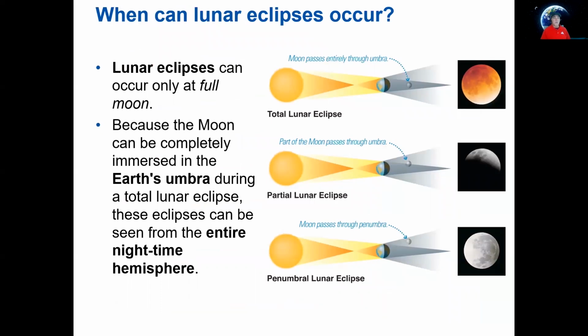Lunar eclipses can occur only at full moon. A lunar eclipse usually lasts for a few hours. At least two partial lunar eclipses happen every year. But total lunar eclipses are rare because the moon must be completely immersed in Earth's umbra during a total lunar eclipse. These eclipses can be seen from the entire nighttime hemisphere. Unlike solar eclipses, it is safe to look at a lunar eclipse.